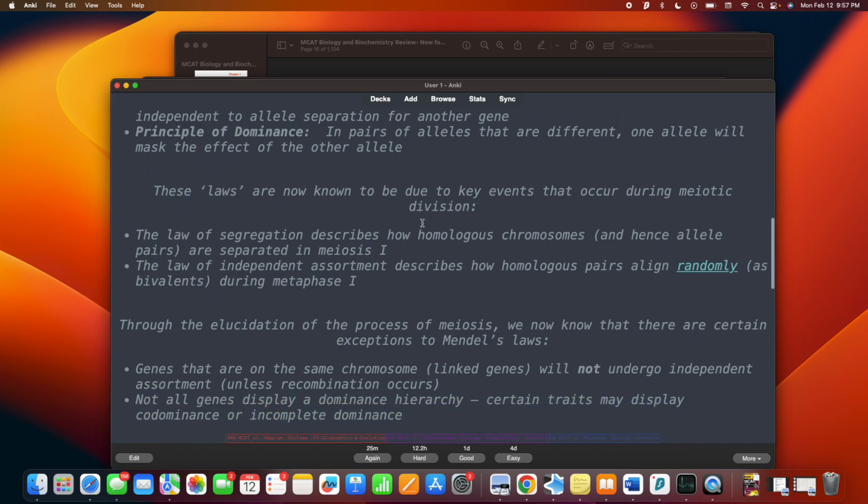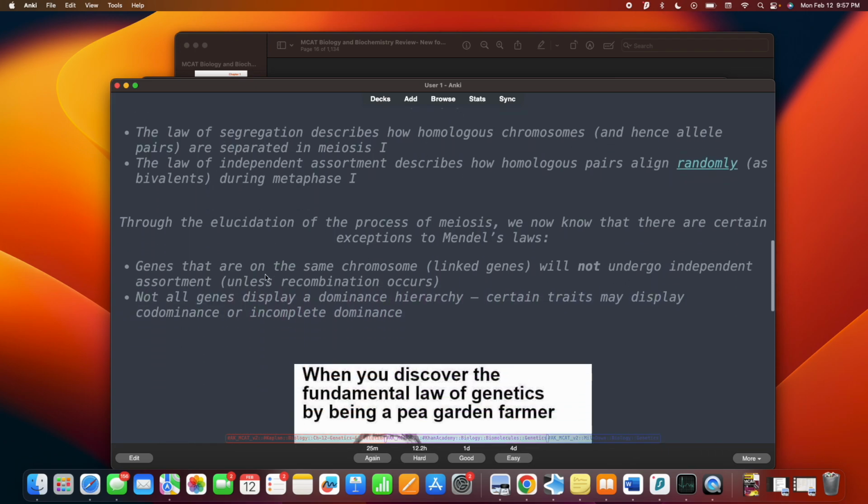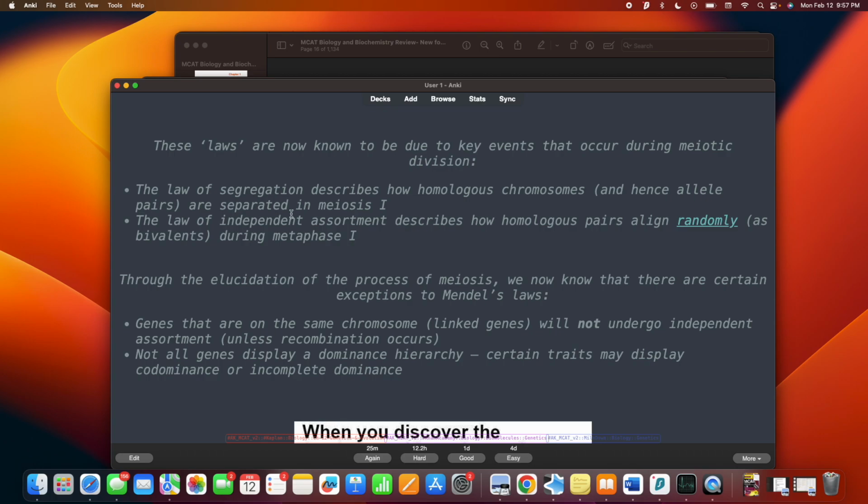Okay, let me just finish this right here. The law of segregation describes how homologous chromosomes, and hence allele pairs, are separated in meiosis 1. The law of independent assortment describes how homologous pairs align randomly as bivalents during metaphase 1. So it's where the plates meet, in the middle, right? When the homologous chromosomes are in the middle, and they're independently assorted.